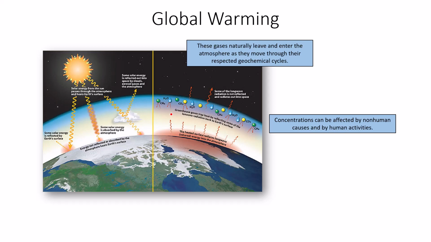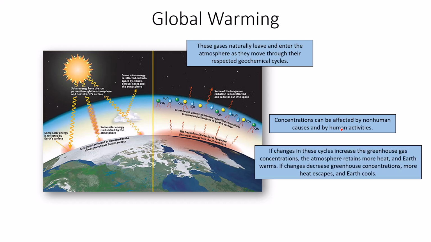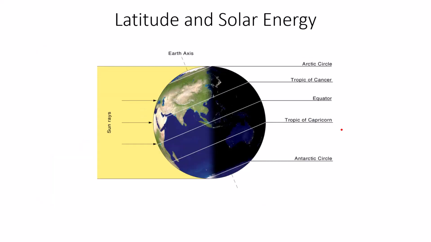Concentrations can be affected by non-human and human causes. There are a variety of non-human reasons why these concentrations might be fluctuating. There are also human activities like combustion. Gasoline combustion engines are increasing the CO2 emissions on our planet. If changes in these cycles increase the greenhouse gas concentrations, the atmosphere retains more heat and Earth warms. If the changes that happen on the planet decrease greenhouse concentrations, more heat will escape, and therefore the Earth will cool. This obviously doesn't happen overnight and takes a long time to do.